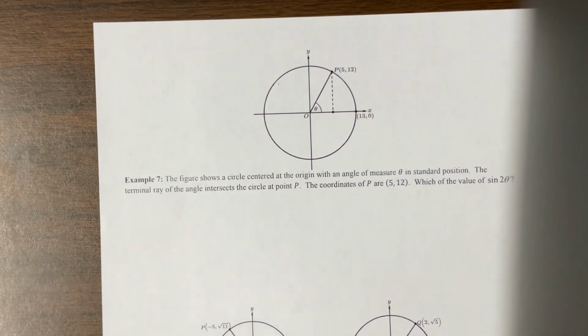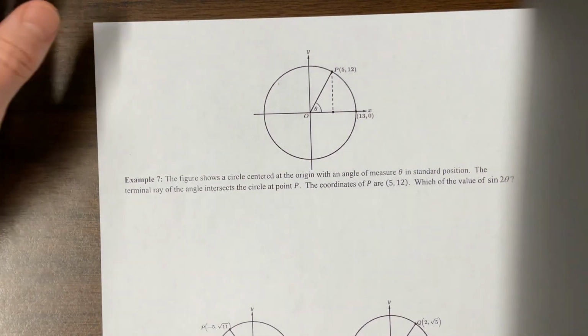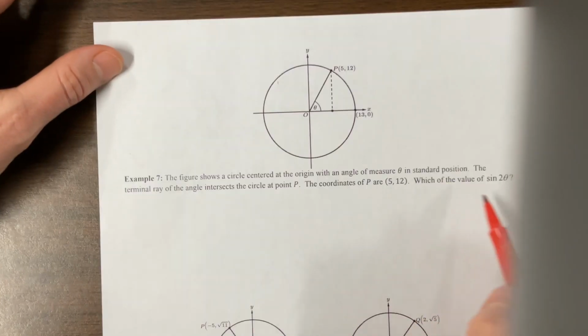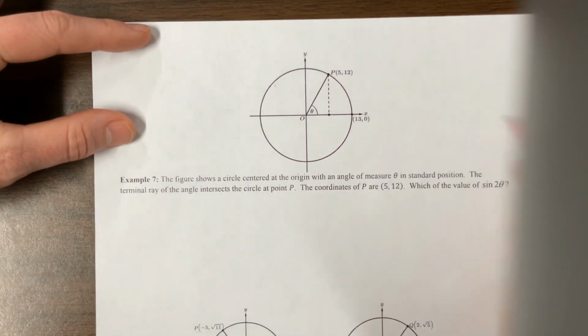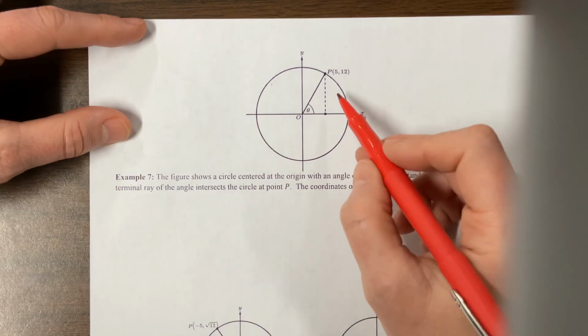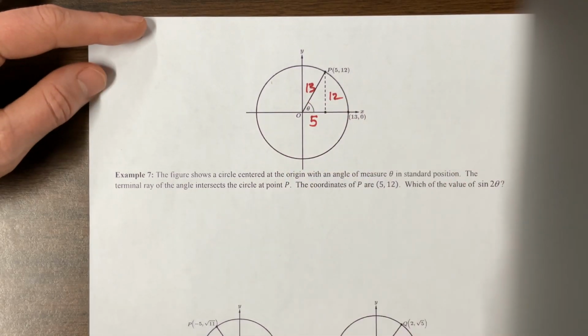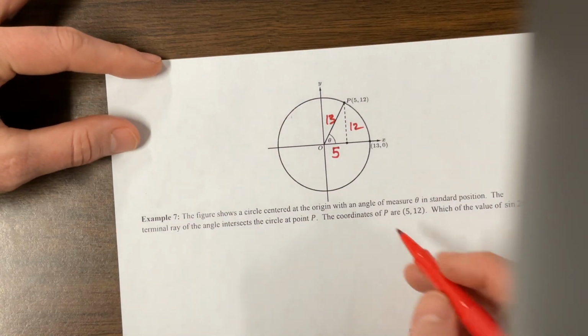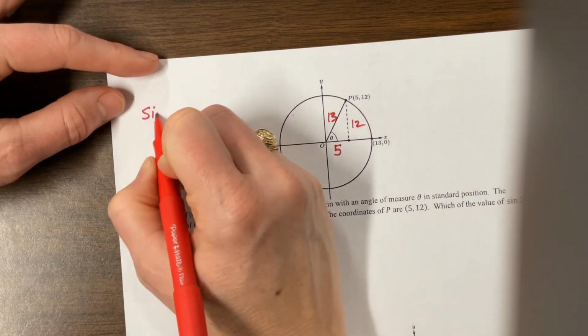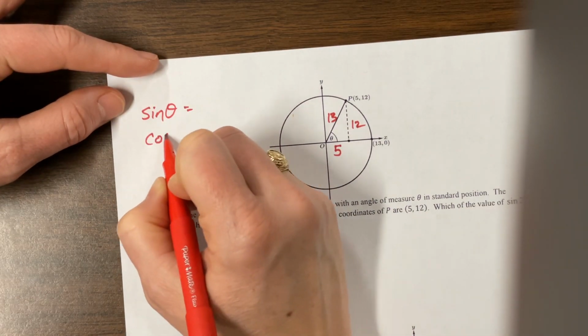Yep, that's 312. The figure shows a circle centered at the origin with an angle. Okay, the coordinates are, oh, okay. So on this one, this is 5, 12, the hypotenuse is 13. What I would do with my kids is set this up and say, okay, what is sine of theta? What is cosine of theta?